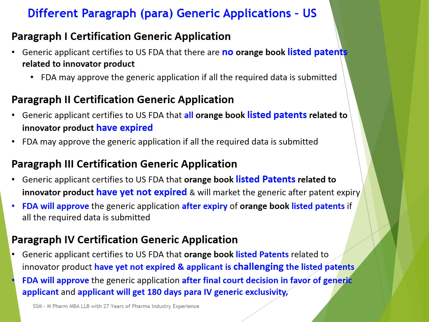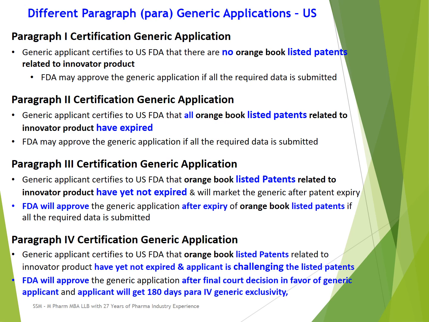In this case, the generic applicant certifies to US FDA that Orange Book listed patents related to the innovator product have not yet expired, but the applicant is challenging those listed patents because the applicant believes that those listed patents are either invalid, or that the generic product is not infringing those patents, or that those patents are not enforceable. So in that case, the case goes to the court.